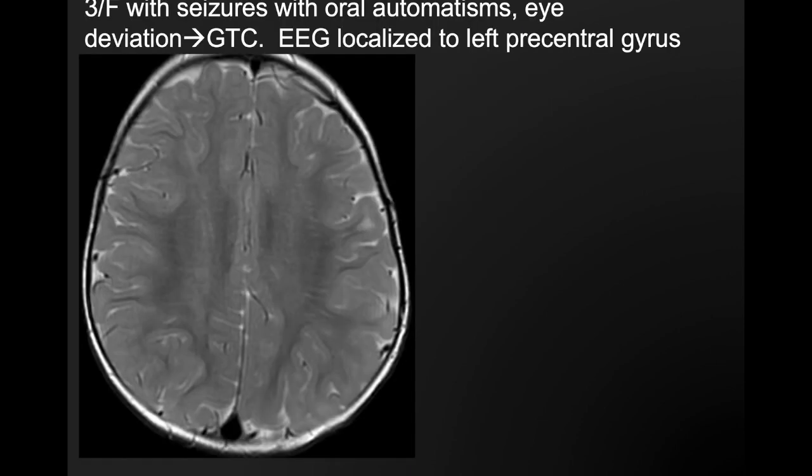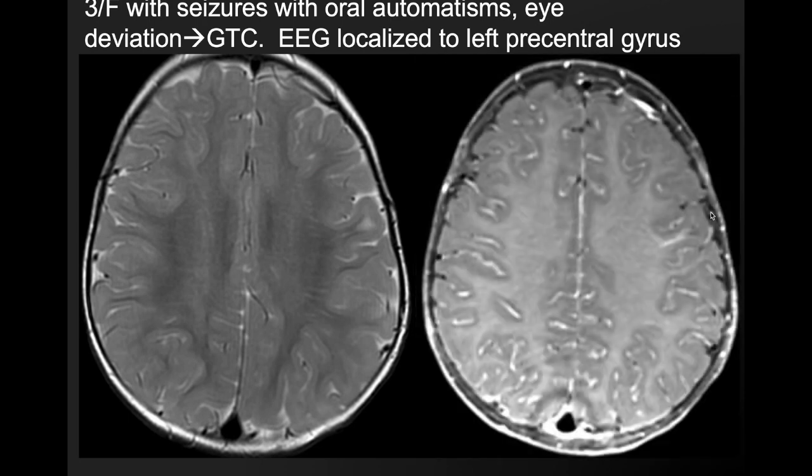Gliosis. This was a child that had seizures and oral automatisms and had a generalized tonic-clonic seizure. They had an EEG, which localized a lesion to the left precentral gyrus. And you can see that there's this lesion right here. And then actually you can see that there's this little developmental venous anomaly corresponding to that lesion. So this patient probably had some gliosis or ischemic demyelination, which resulted in the lesion and then associated seizures.